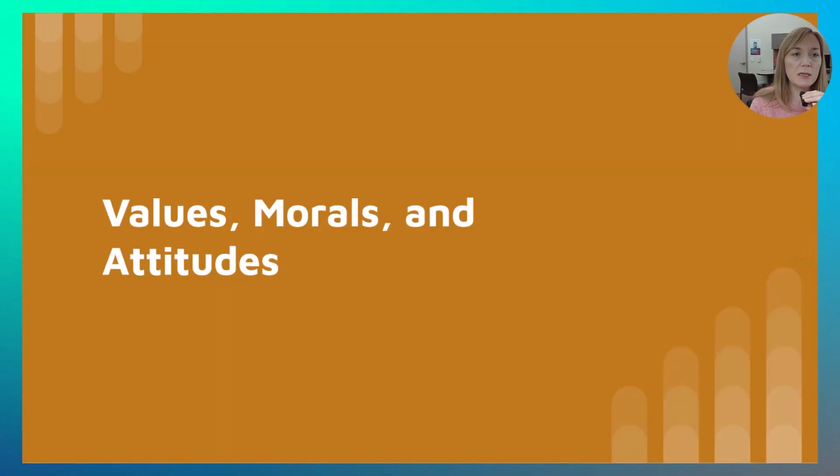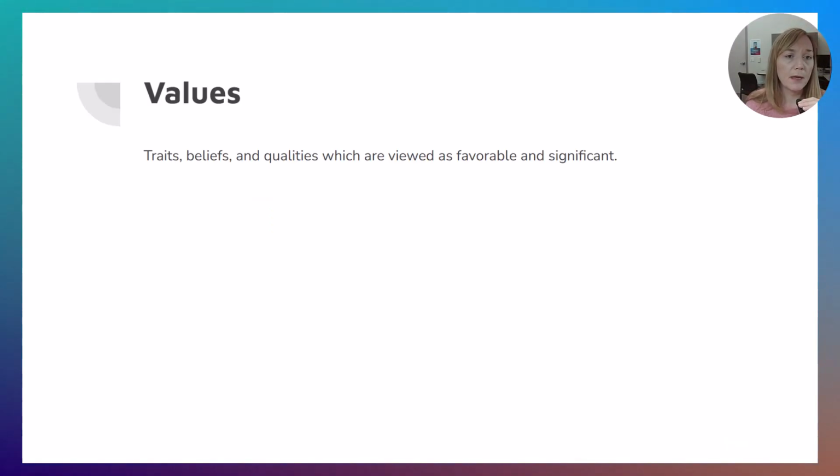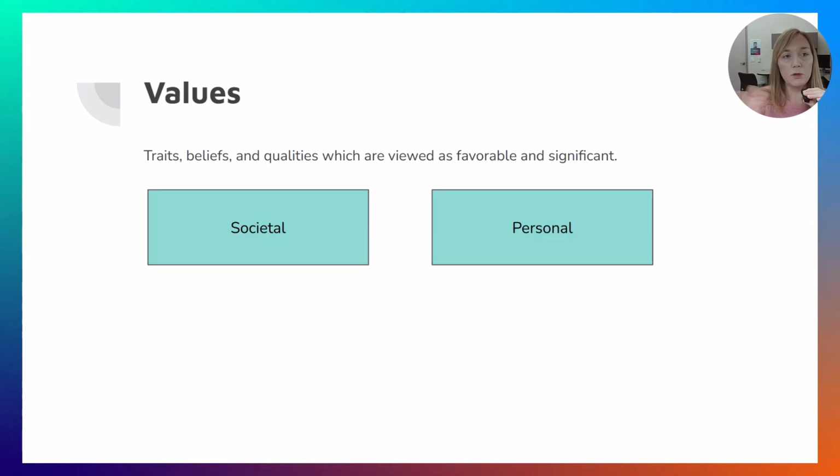All right, with that, let's go ahead and talk a little bit about values, morals, and attitudes and how those come into form. So, values are just traits, beliefs, and qualities which are viewed as favorable and significant. So, things that we hold true and true to our heart, right? Things that we really want to withhold and make sure we're upholding. We have two different kinds. We have societal values and we have personal values.